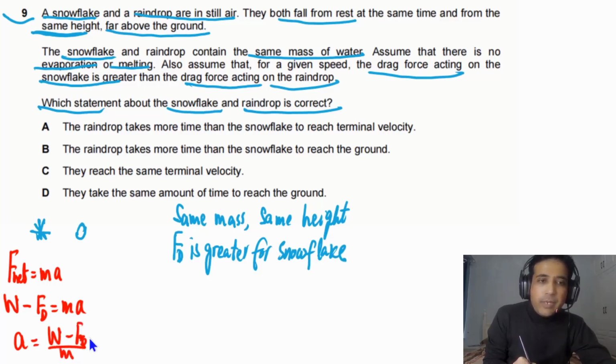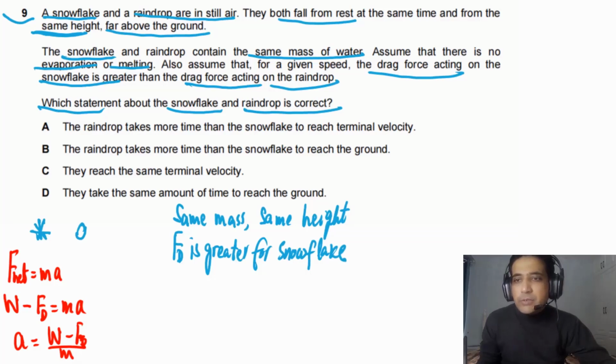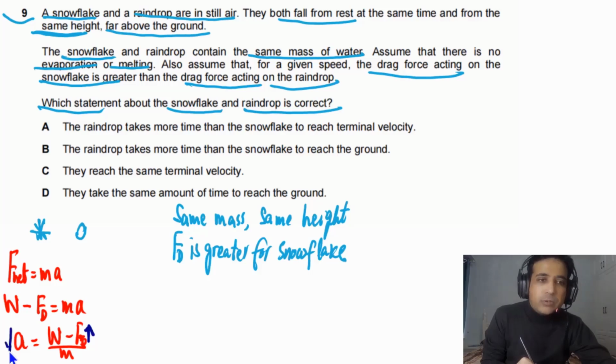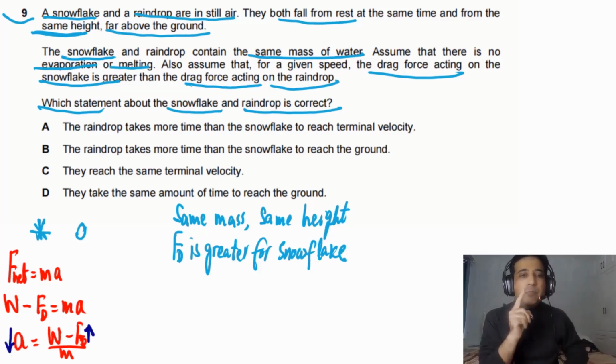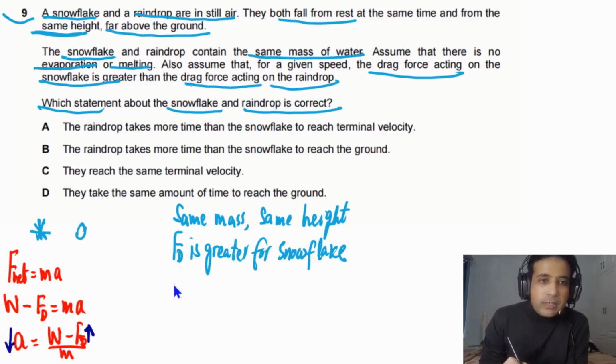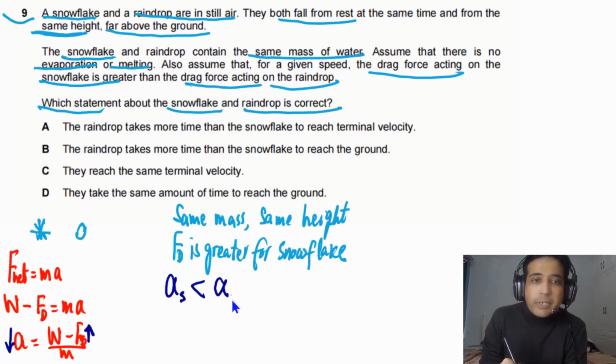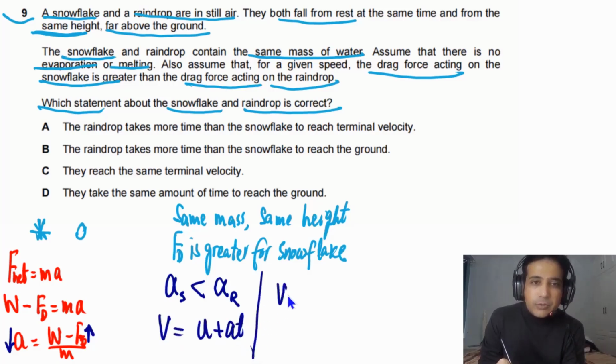So if the drag force is greater, it means that if this force is bigger, the average acceleration will be lower. So this is one thing we need to understand. We will say the acceleration of the snowflake, S, will be lower than the acceleration of the raindrop. I'm just using R for raindrop. Acceleration will be lower. Now we can also compare the velocity. v is equal to u plus at, but in this case they have initial velocity 0, so we can simply say v is equal to at.